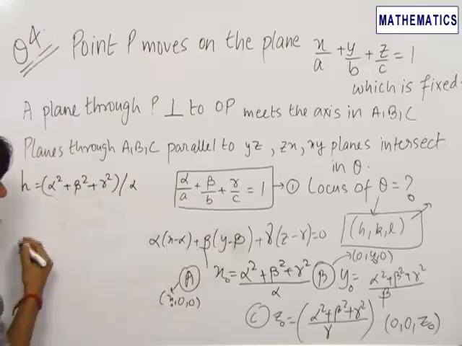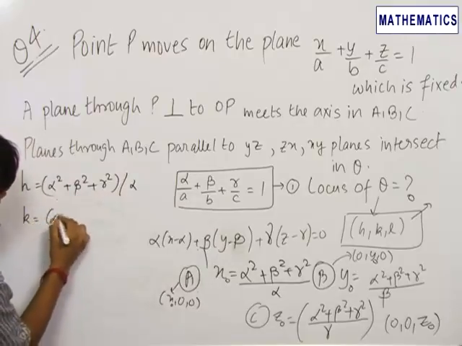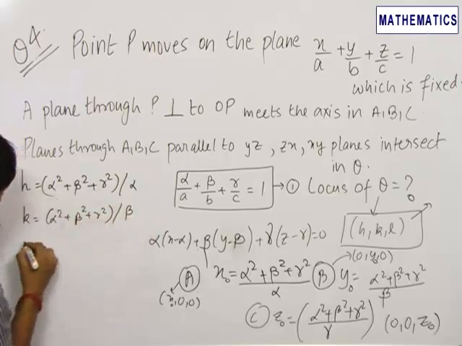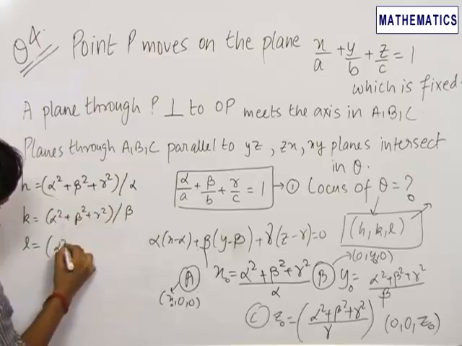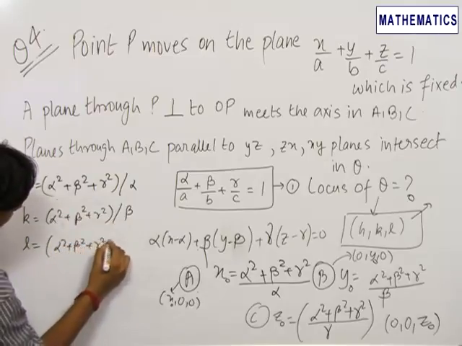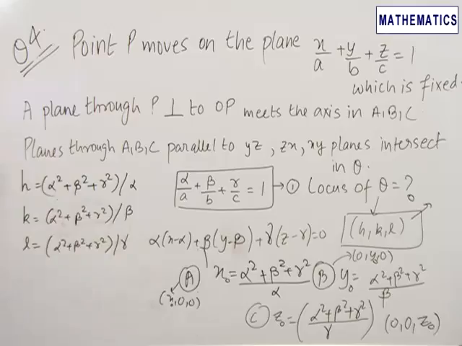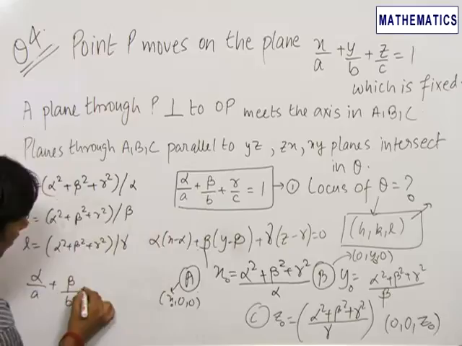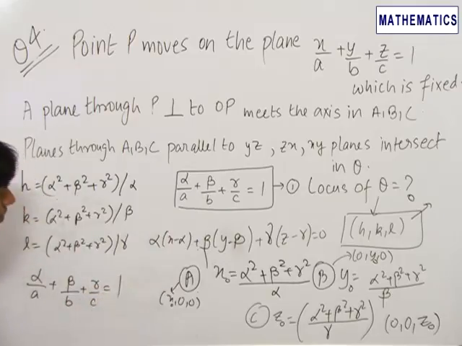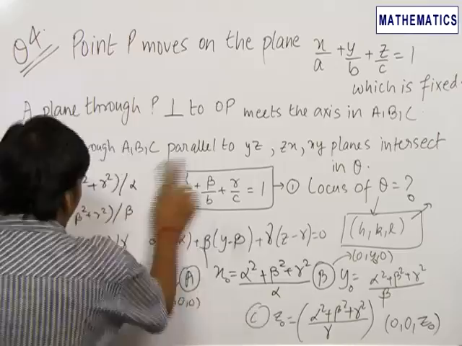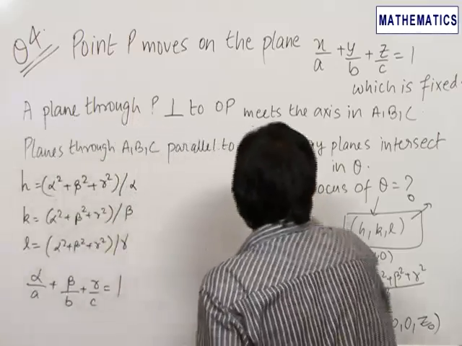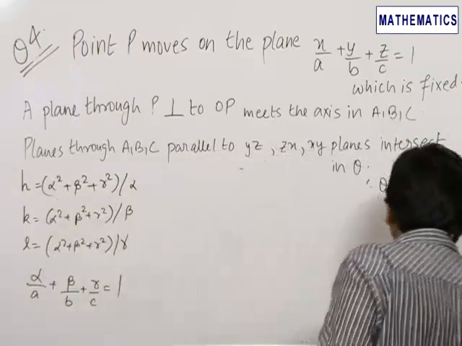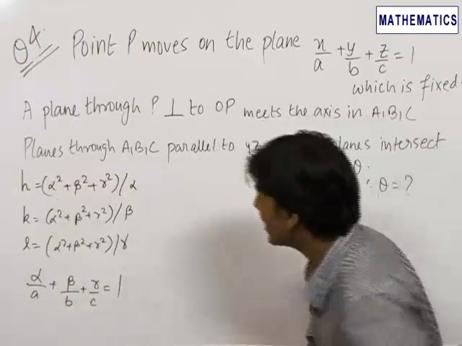Now similarly we can write for y and z coordinates also. K is equal to alpha square plus beta square plus gamma square upon beta, and L is equal to alpha square plus beta square plus gamma square upon gamma. Now we have another equation, alpha upon A plus beta upon B plus gamma upon C is equal to 1. Now let us eliminate alpha, beta and gamma from these equations to get a relation between h, k and l.